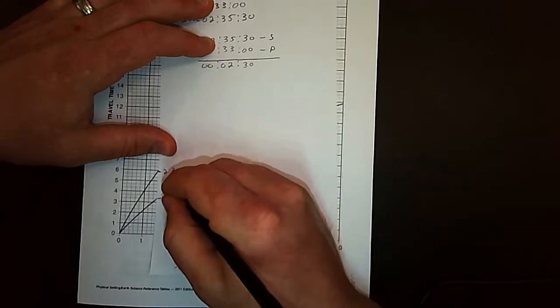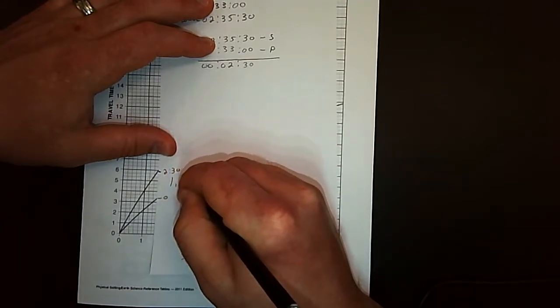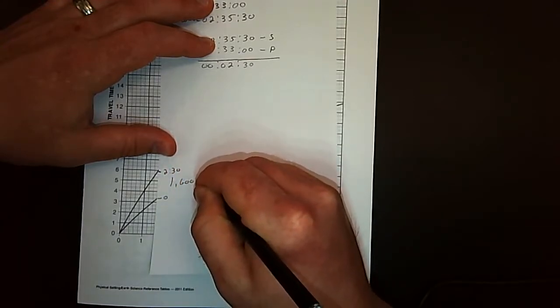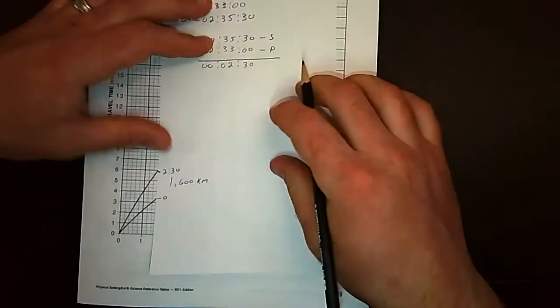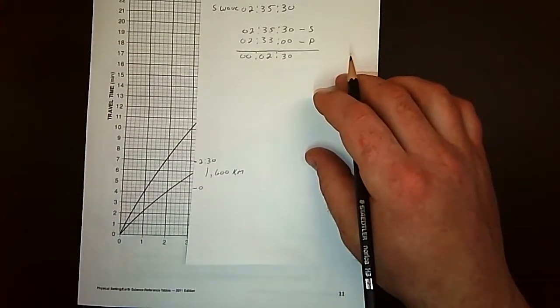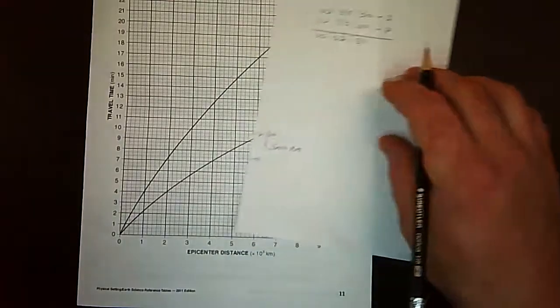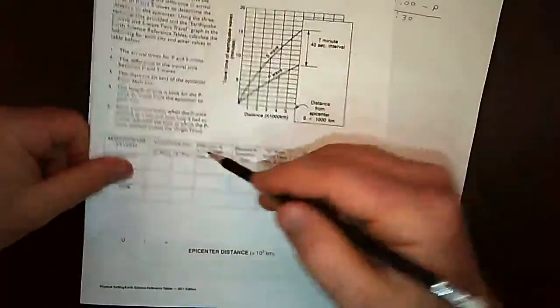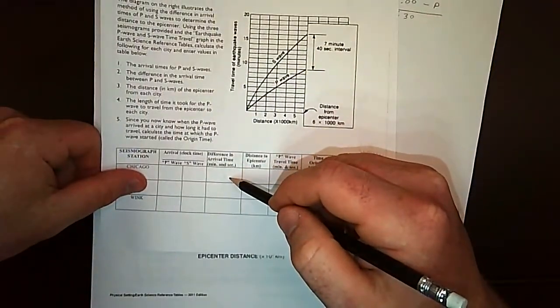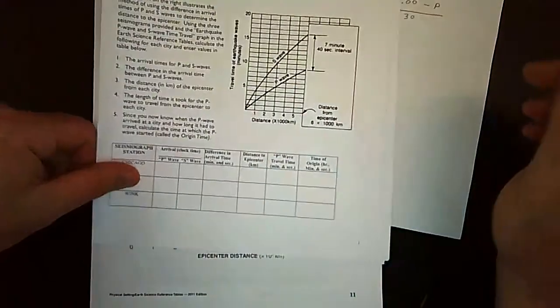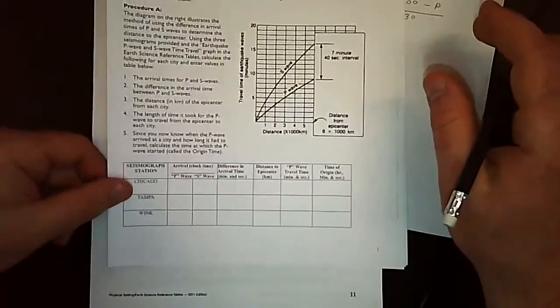So I'm going to write that right here, 1,600 kilometers. I'm going to go back to my lab and I'm going to transfer the data on to here. Now, if you need to stop and rewind at this point, go ahead and do so. I'm going to go on to the next step.